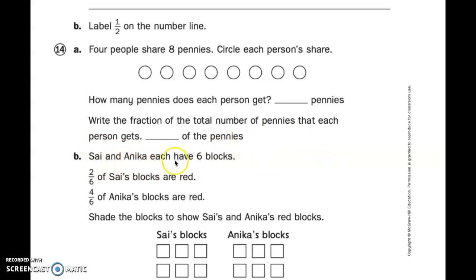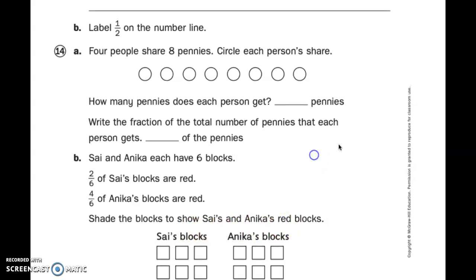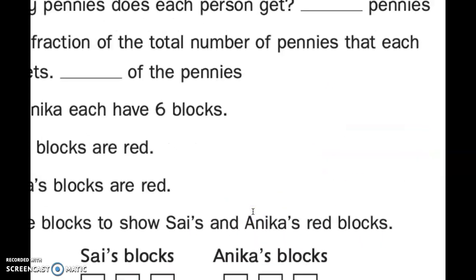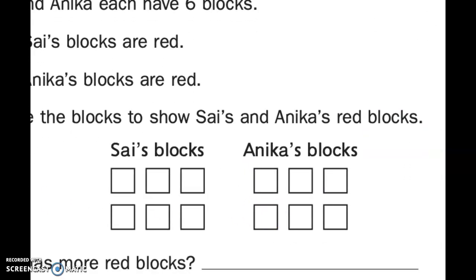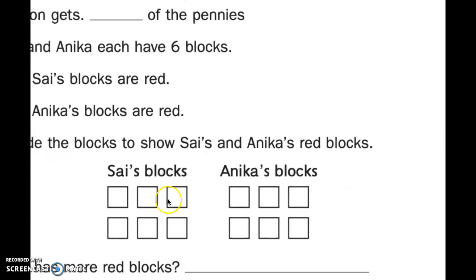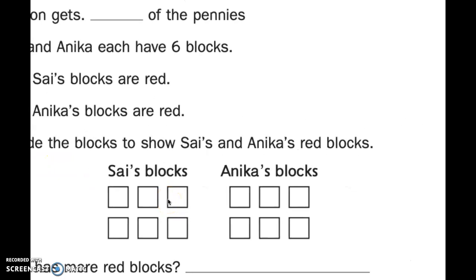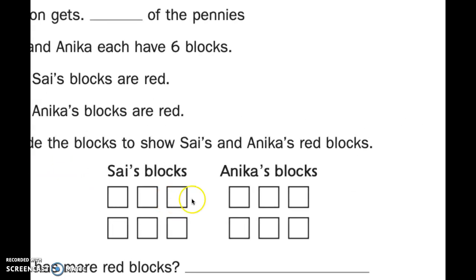Sai and Annika each have 6 blocks. 2/6 of Sai's blocks are red. 4/6 of Annika's blocks are red. Shade the blocks to show Sai's and Annika's red blocks. Oh, why won't this move for me? Okay, I'm going to have to do it this way. And then it says who has more red blocks. Sorry, it won't move for me, but that's your last one to answer.